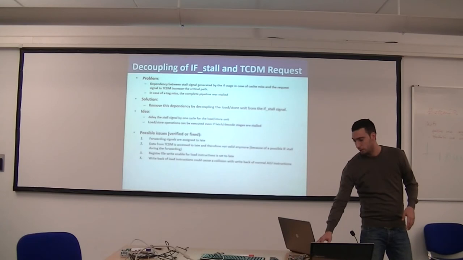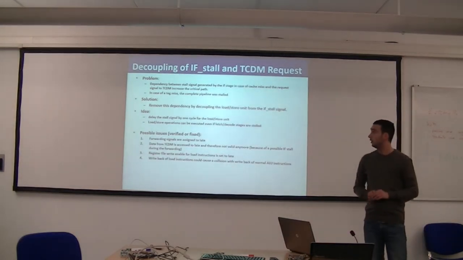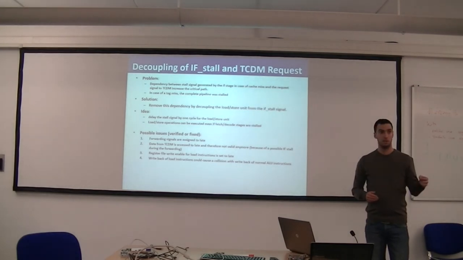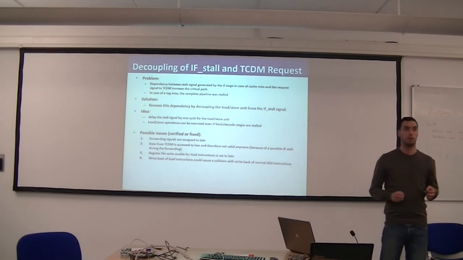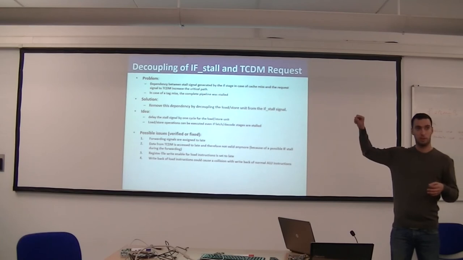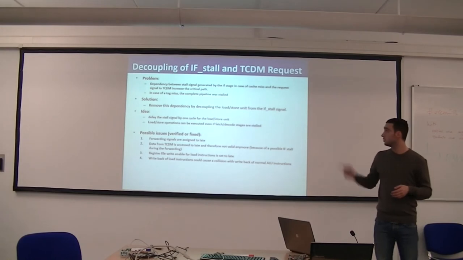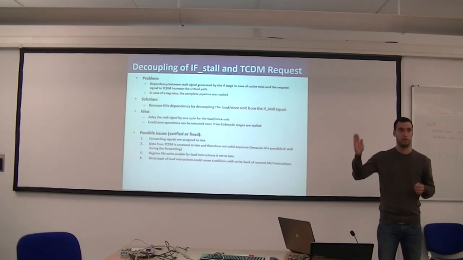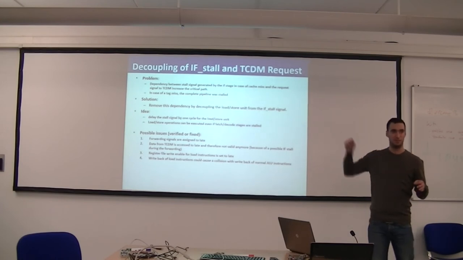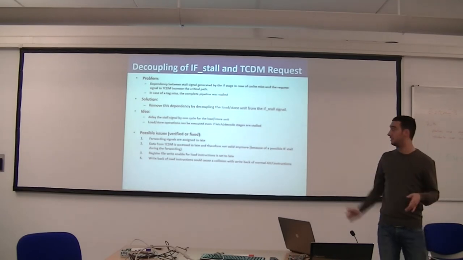Okay, here we have seen a problem that was related to this. There was a stall signal, coming from the instruction cache, that was generated during the cache miss, and was propagated to the TCDM. So, in the original version of the OpenRISC, this was not a problem because there was a register that blocked the signal. But here we had a long critical path going from the IC tag to the TCDM.